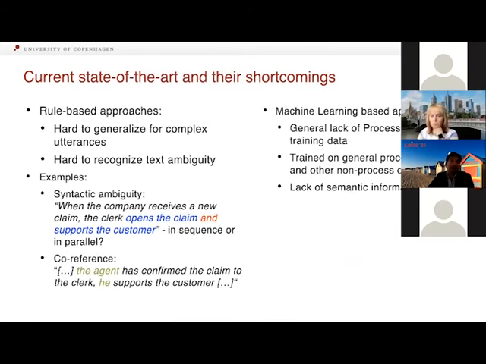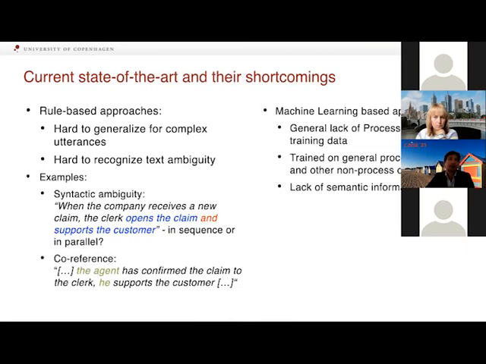So in the example that we're giving you here, "we open the new claim, a claim and then supports the customer" can be matched into both a sequence or a parallel pattern. Similar thing with co-reference: you cannot map "he" onto a process model until you understand which agent this "he" refers to.